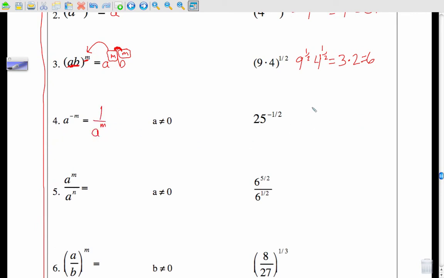Moving on down the list. Negative powers we know you put on the bottom, so it's 1 over a to the m. So I'm going to put this one on the bottom, 1 over 25 to the 1/2. Remember, 1/2 is square root. Square root of 25 is 5, so that becomes 1/5.